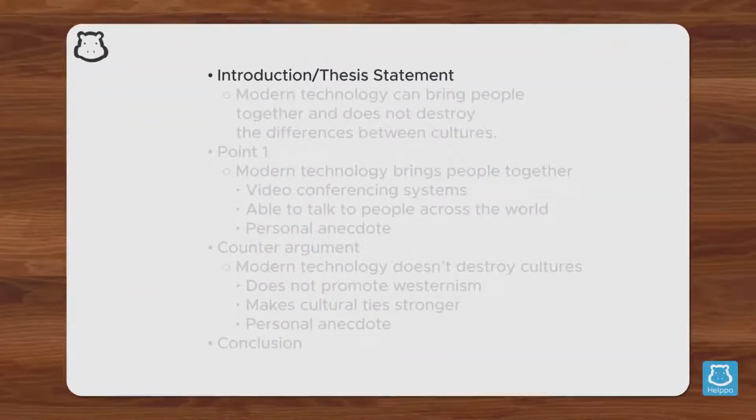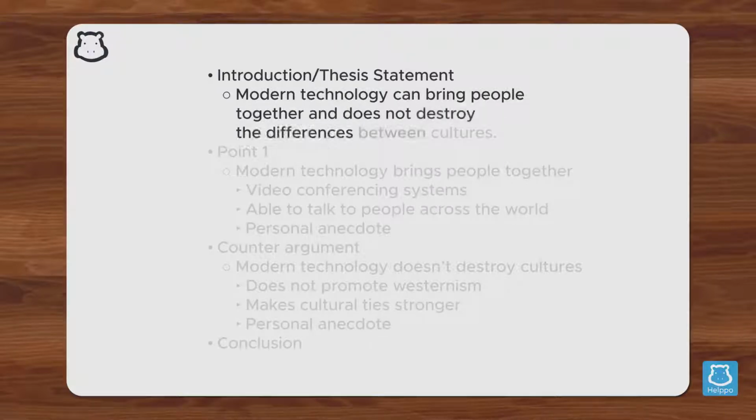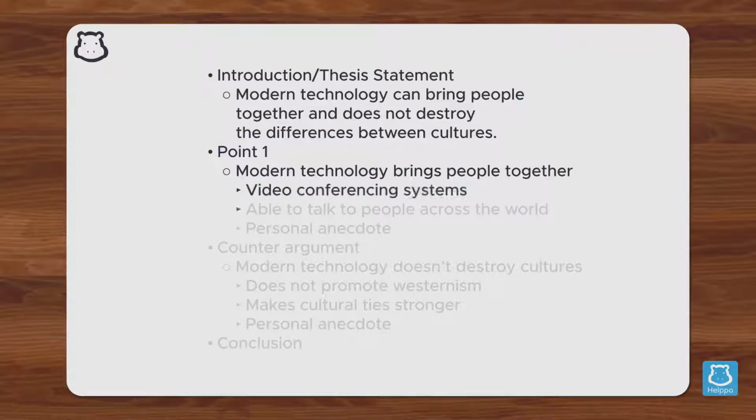By the time we've thought of our argument, we can write our outline like this. First, our introduction or thesis statement. Modern technology can bring people together and does not destroy the differences between cultures. Then point 1, modern technology brings people together, with supporting points like video conferencing systems, ability to talk to people across the world, and a personal anecdote.